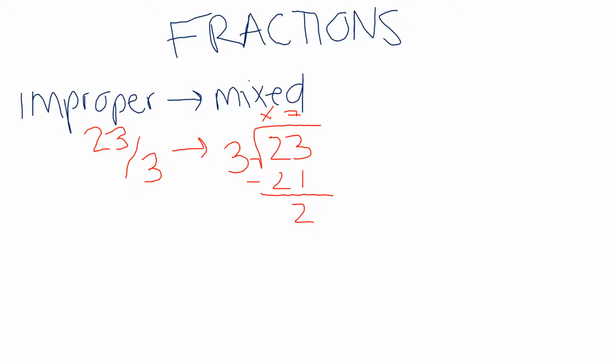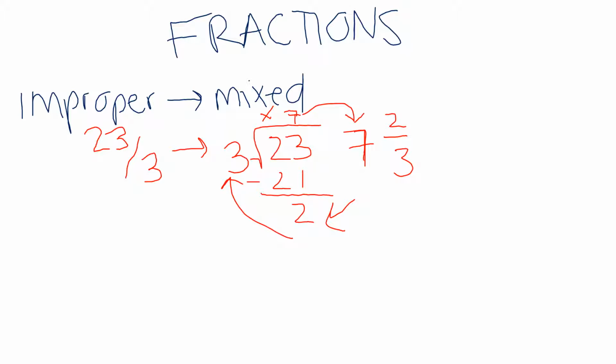So now our whole number for our mixed fraction is going to go on the outside, which is our 7. This is where our whole number comes from. And now we're going to take this number down here and put it over our denominator. That's where our mixed fraction comes from.